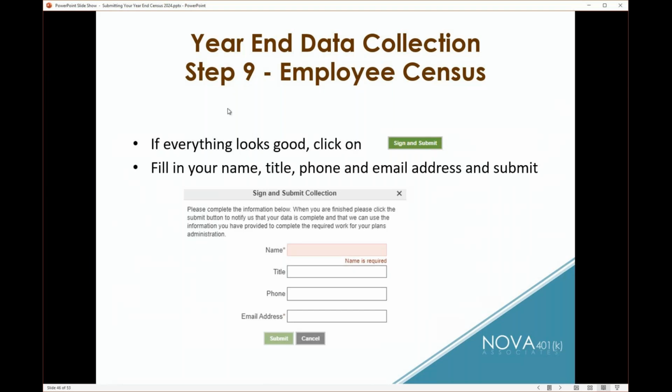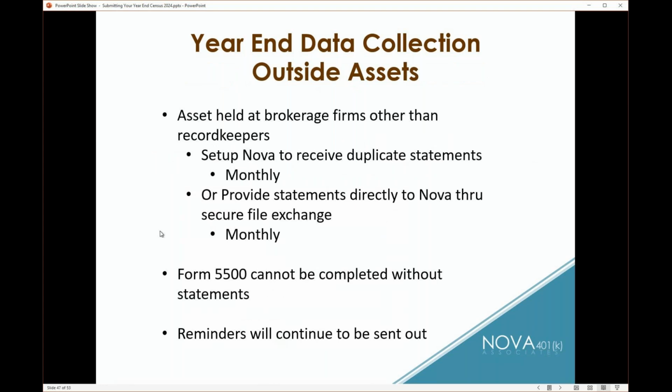Once everything looks good for all 9 steps, you will have green check marks for all 9 steps. Then you click on sign and submit to approve it. Fill out this information. It requires your name and your email address and hit submit. Then you will be done on your end and it comes to your NOVA account manager.